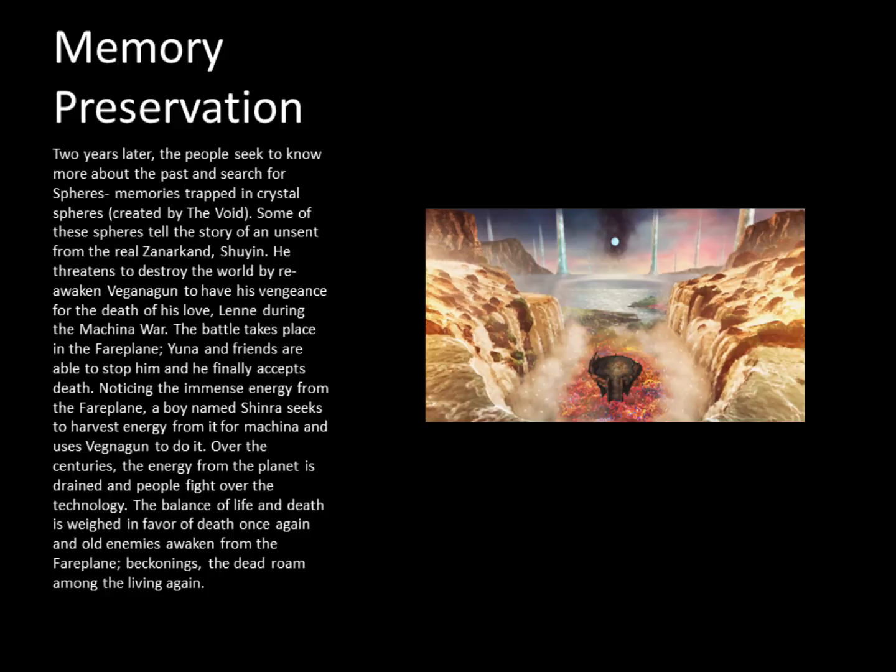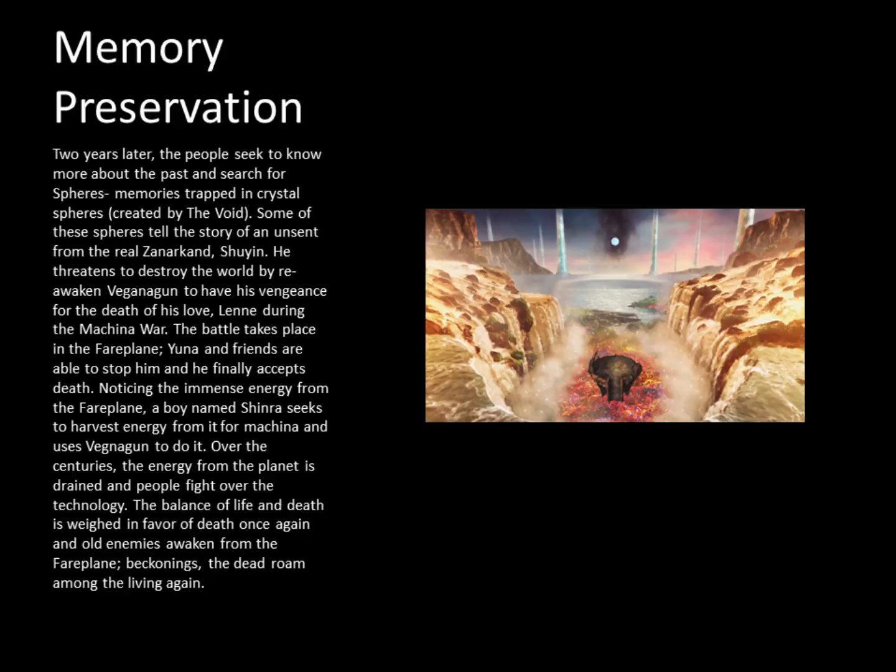Two years later, the people seek to know more about the past and search for spheres, memories trapped in crystal spheres that were possibly created by the Void. Some of the spheres tell the story of an unsent from the real Zanarkand, Shuyin. He threatens to destroy the world by reawakening Vegnagun to have his vengeance for the death of his love Lenne during the Machina War. The battle takes place in the Farplane. Yuna and friends are able to stop him, and he finally accepts death.